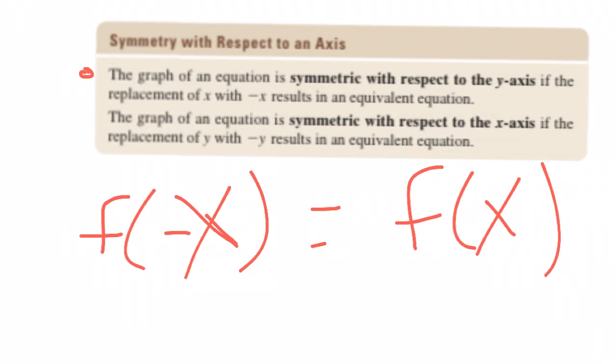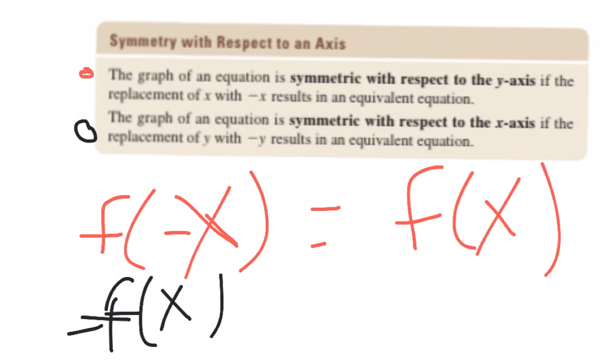And then for the second part, it is similar to reflecting across the x-axis. Meaning, if you take the y values and make them negative, and you still end up with the same function, or an equivalent function, then you can say it's symmetric with respect to the x-axis.